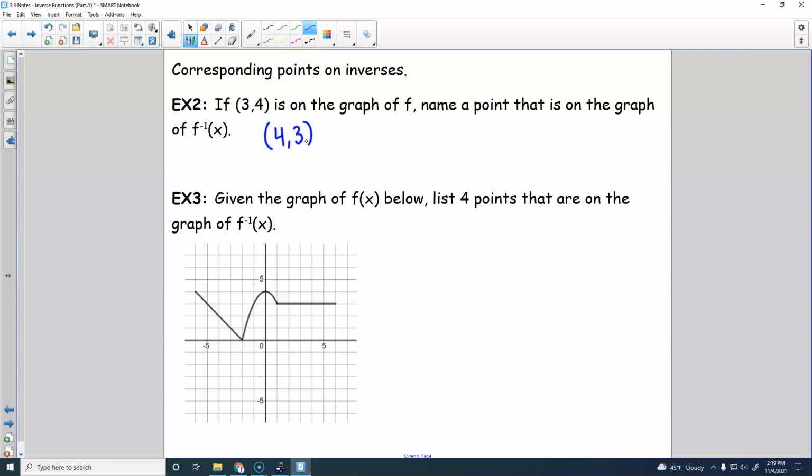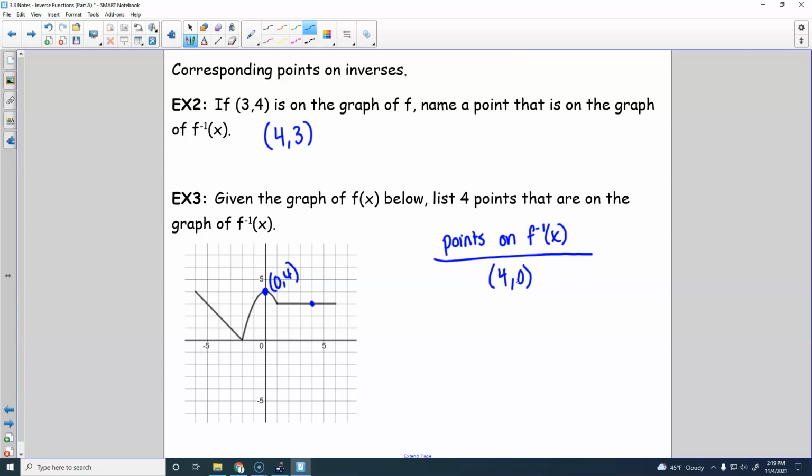Okay, so for example 3, it says, given the graph of f of x below, list 4 points that are on the graph of f inverse of x. We're going to do tangents eventually, but we're not doing tangents here. So (4, 0). Okay, so this point right here is (0, 4), so over here we would have (4, 0). There's one.